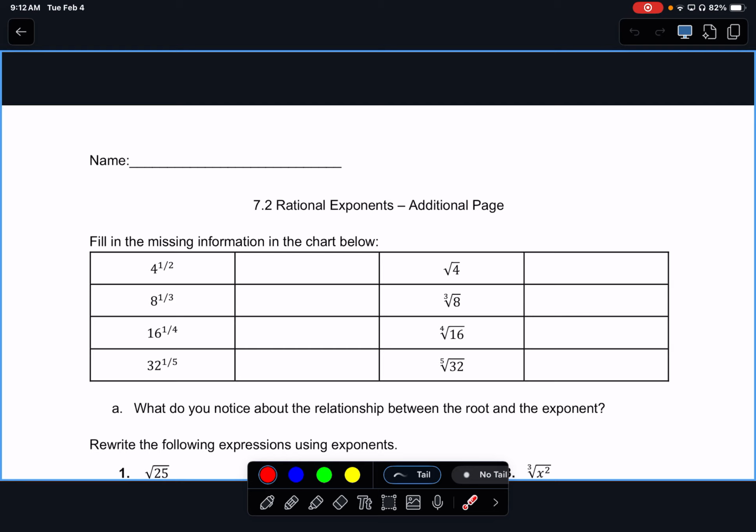Okay, what do you notice about the relationship? The denominator is the same as the root. So I want us to talk real quick. When you have this, does anybody know what the symbol by itself is called? It's square root. The symbol itself is called a radical. When you have something written like this, it is in radical form. This symbol is a radical.